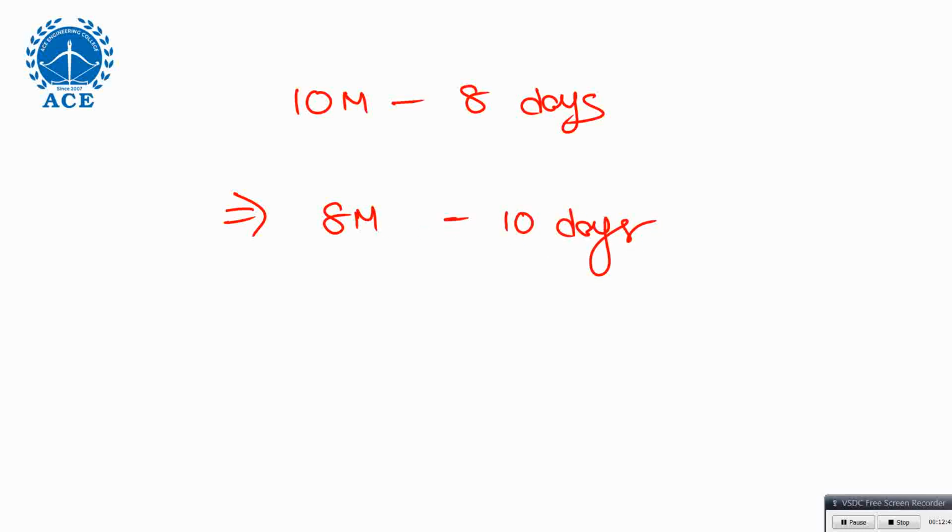10 men complete the work in 8 days, or 8 men complete the work in 10 days, both are the same. Now they're asking for 16 men. When people are doubled, the time taken is divided by 2, half, so 5 days.